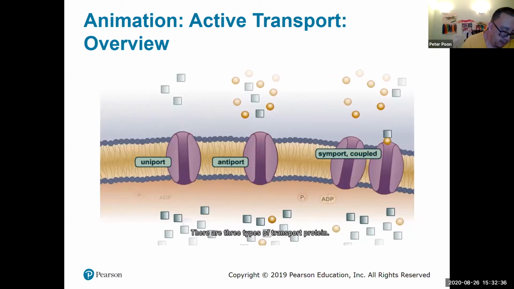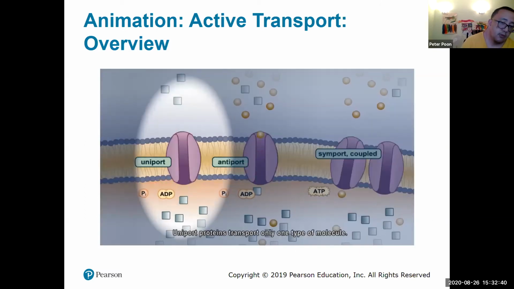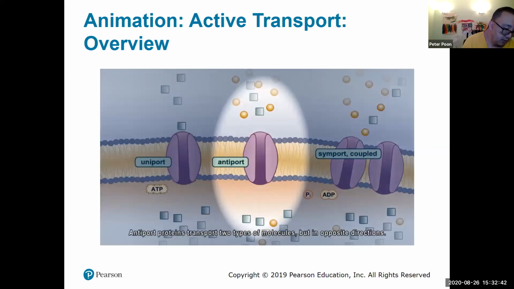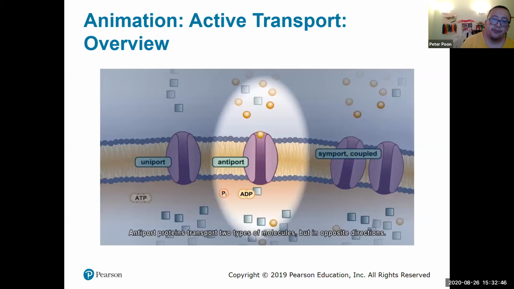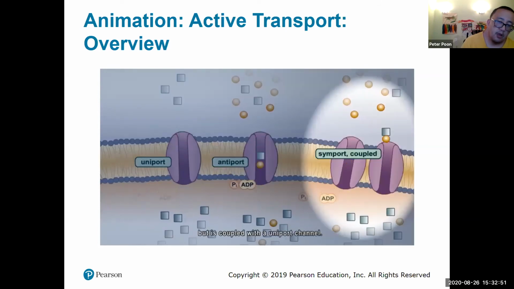There are three types of transport protein. Uniport proteins transport only one type of molecule. Antiport proteins transport two types of molecules, but in opposite directions. Symport proteins transport two different molecules at the same time, but is coupled with a uniport channel.